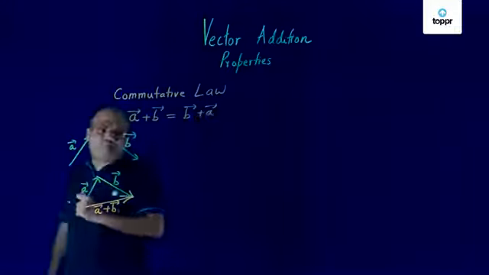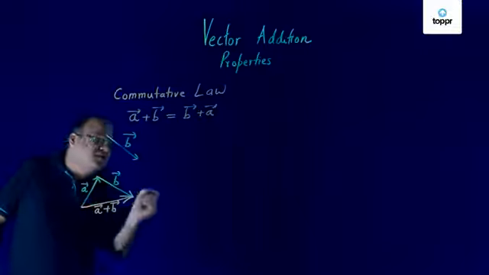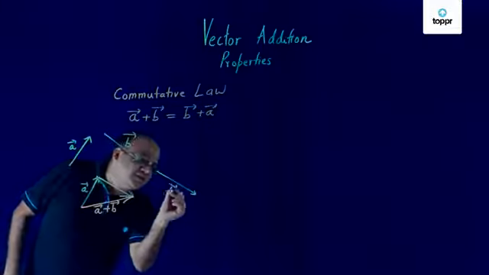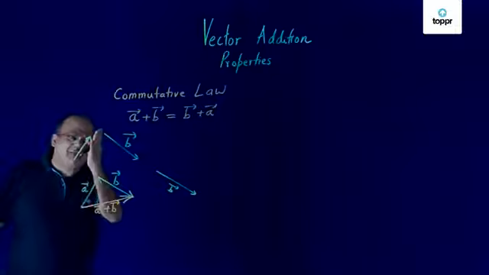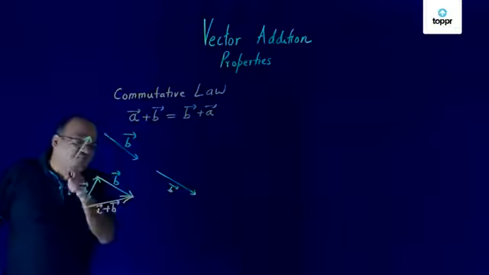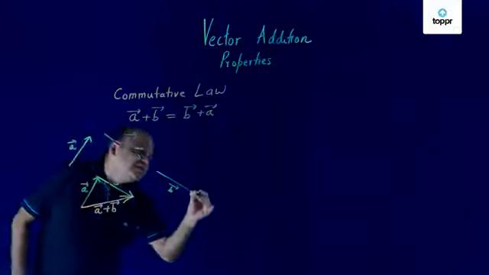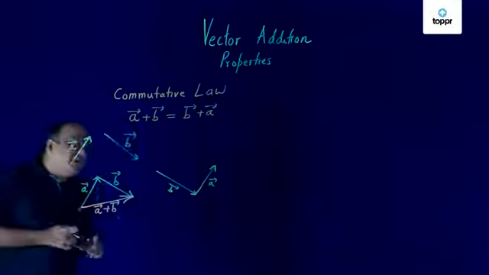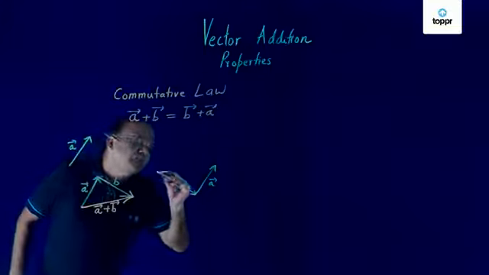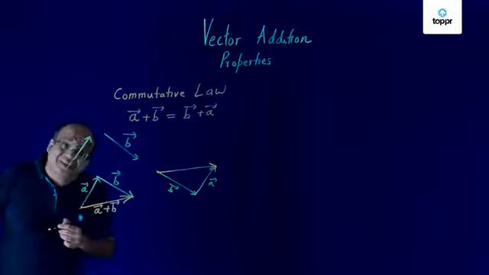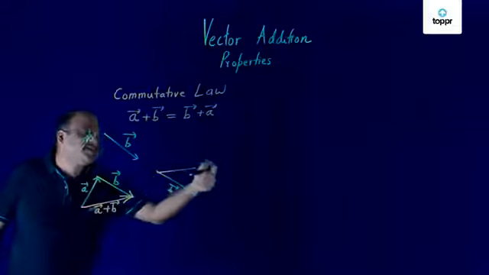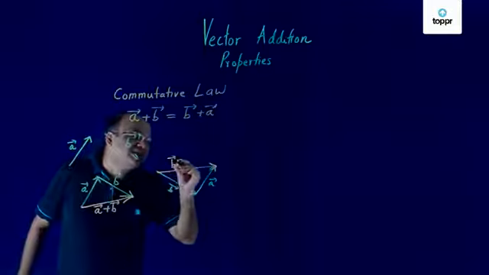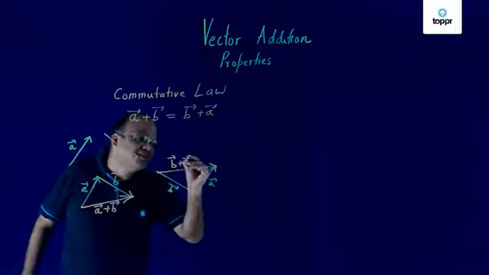Now suppose we do B vector plus A vector. So draw B first. So B looks like this. So this is our B vector. Then draw A vector, right? The tail of A should be at the head of B. So this is A vector. Right? And then we join tail of B to head of A, right? Tail of first to head of second vector. So then we get B vector plus A vector, right?